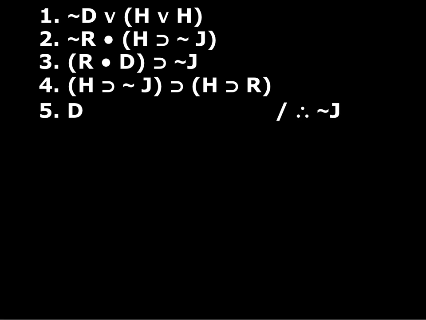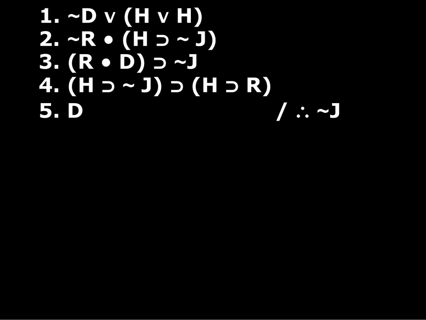Let's do another proof. There's a number of things we can do if we're just looking at this and thinking, hey, what are the possibilities? I've got a disjunction, and this is the negation of the first disjunct, so I could do DS here. I've got a conjunction, so I could simplify these conjuncts off on lines by themselves.